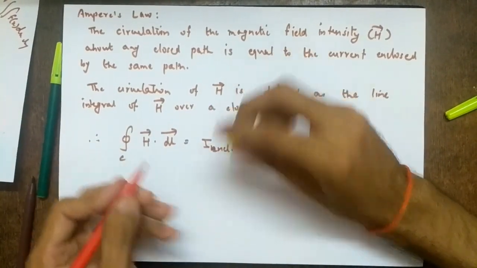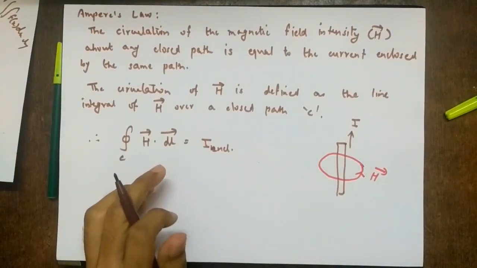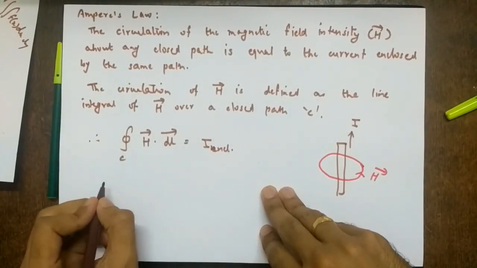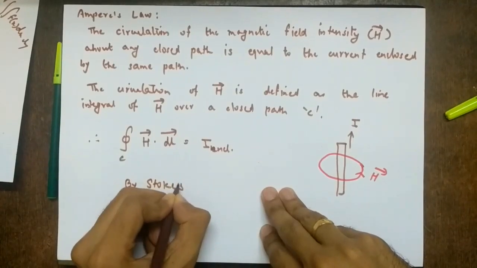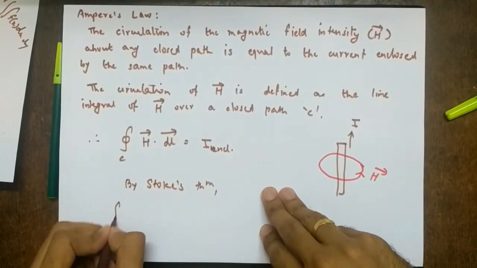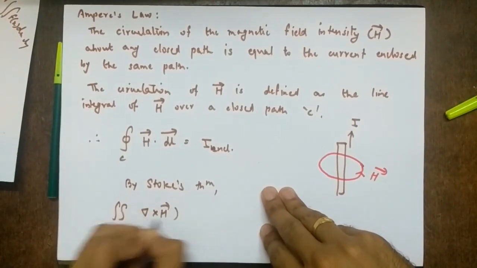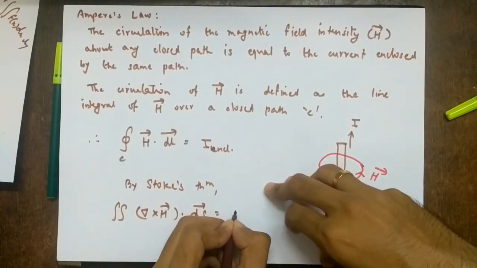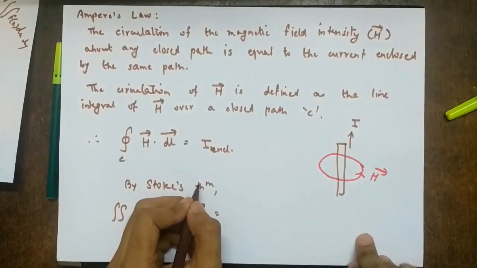So again, this is which form? Integral form. So I want point form. So what do I do? This is line vector. In the last lecture we have seen we can apply Stokes theorem. By Stokes theorem, the line integral gets converted to surface integral and we get a cross product: del cross H vector dot ds vector equal to, since this is a ds vector, I have to write this in ds vector.